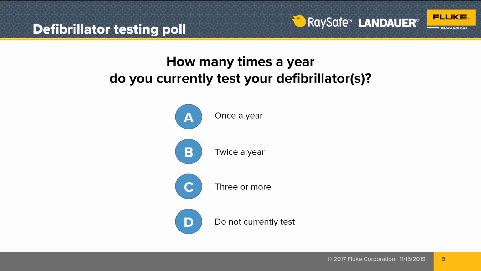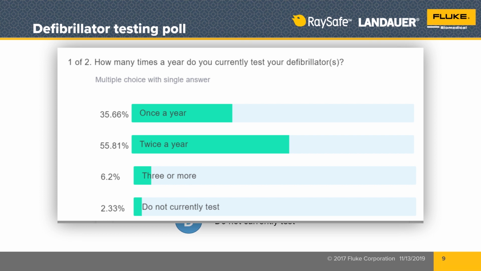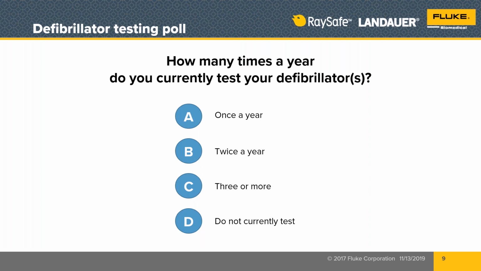Okay, so I've now closed it. So we have 35% at once a year, 56% at twice a year, 6% at 3 or more times a year, and 2% that don't currently test. Wow. Okay, 2%ers, that's a problem. And the once, so here's the real deal. It's twice per year is the best answer for this question.